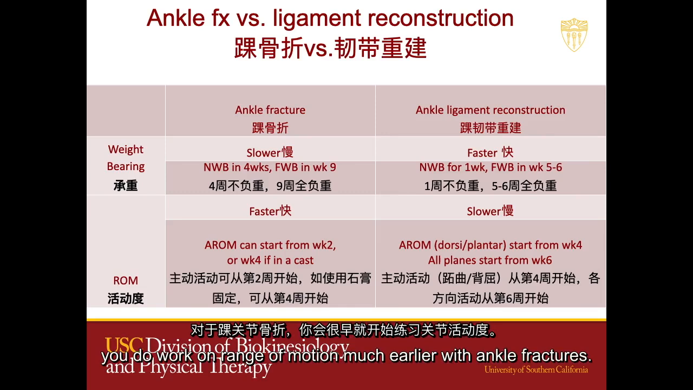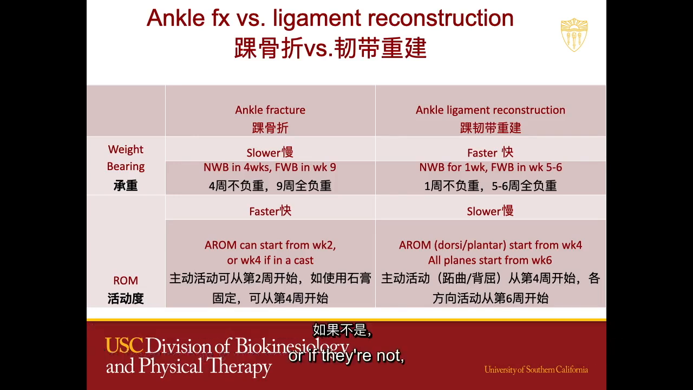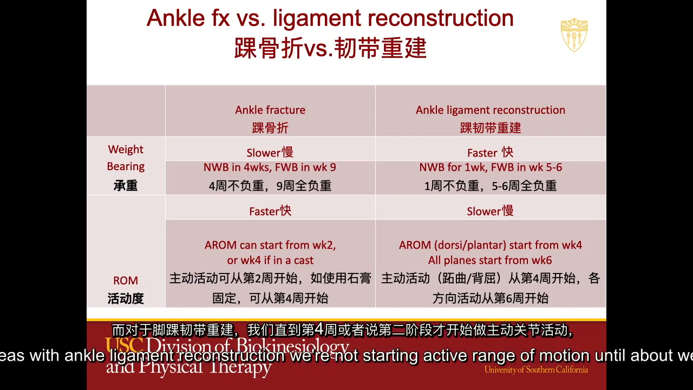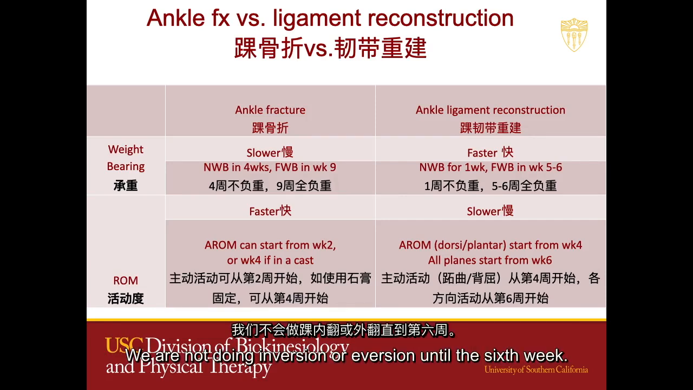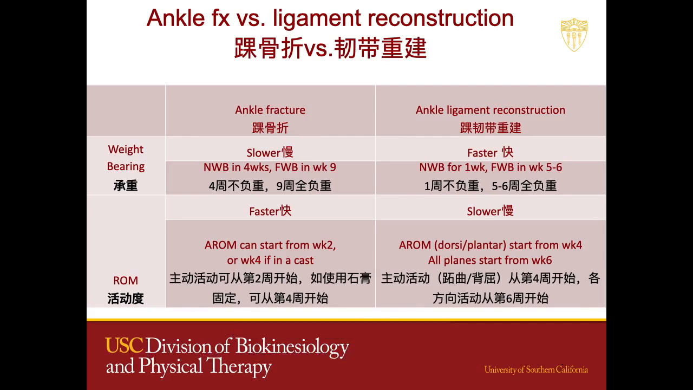However, we do work on range of motion much earlier with ankle fractures. So we're hoping that the patient who's had a fracture has some sort of removable cast so that we can start doing range of motion at about 2 weeks. Or if they're not, when they get that cast off, we can start doing range of motion immediately. Whereas with ankle ligament reconstruction, we're not starting active range of motion until about week 4 or the second phase. And that's just dorsiflexion and plantar flexion. We are not doing inversion or eversion until the 6th week. Okay, so for those, we're going a lot slower with range of motion, but faster with weight bearing.